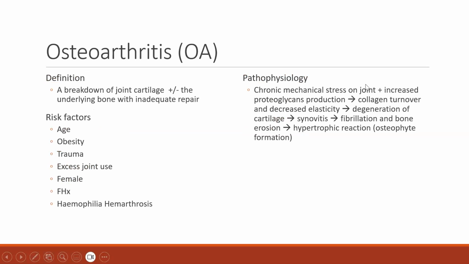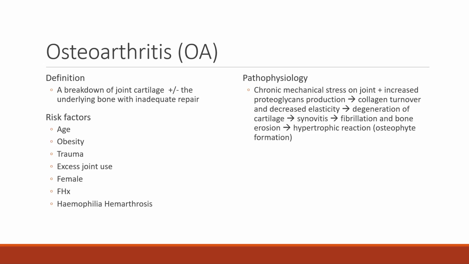Okay, we start with osteoarthritis, which is really common. It's defined as a breakdown of joint cartilage, and it might reach the underlying bone with inadequate repair. So risk factors for osteoarthritis are age, obesity, trauma, excessive joint use, female sex, family history, and hemophilia.